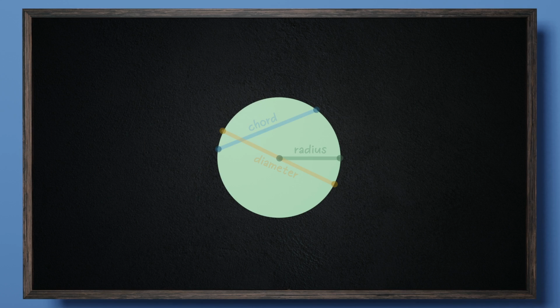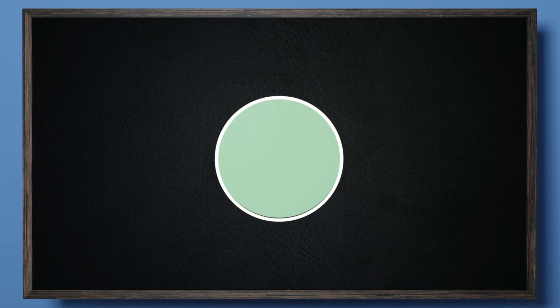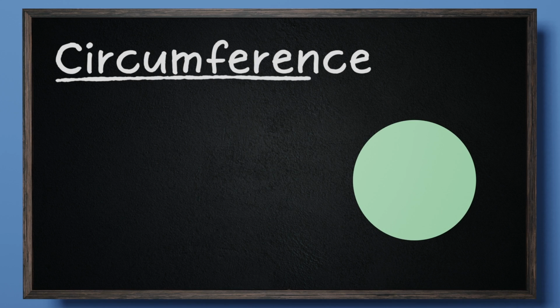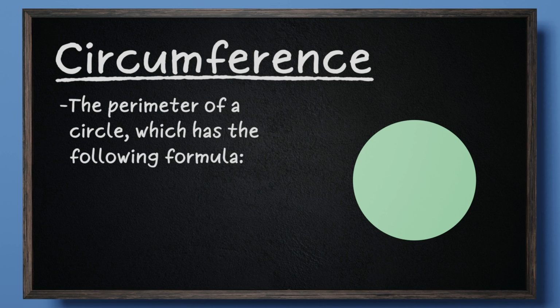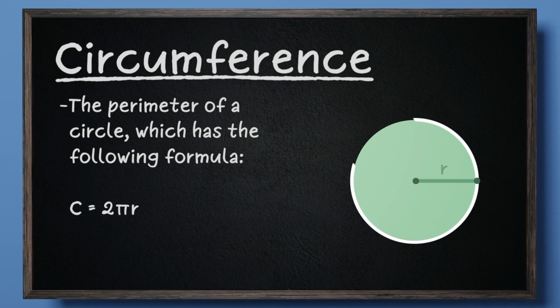So far we have covered some of the line segments that are special to the circle. But what about the curve that makes up the circle itself? The perimeter of the circle, or the distance around the circle, has a special name: circumference. The circumference of a circle has the following formula: c equals 2 times pi times r, where c represents the length of the circumference of the circle, and r represents the length of the radius.